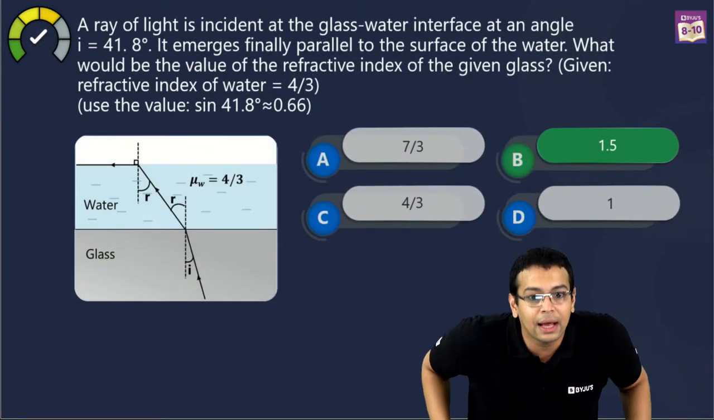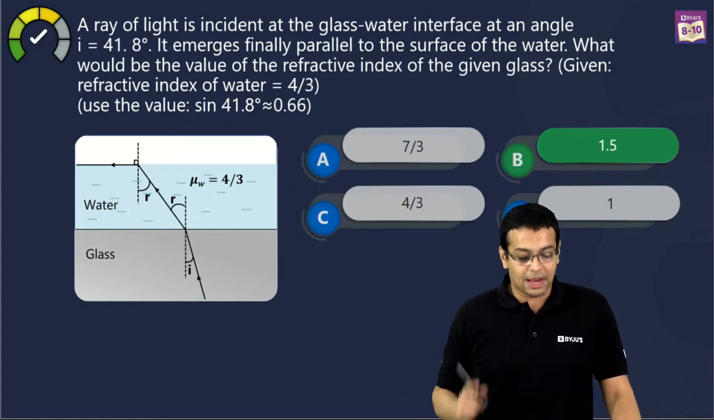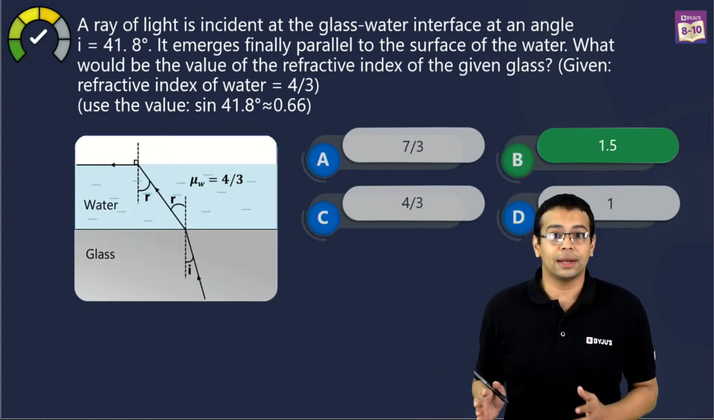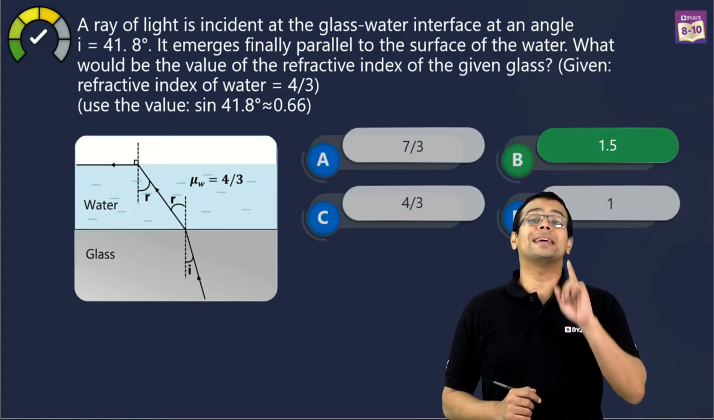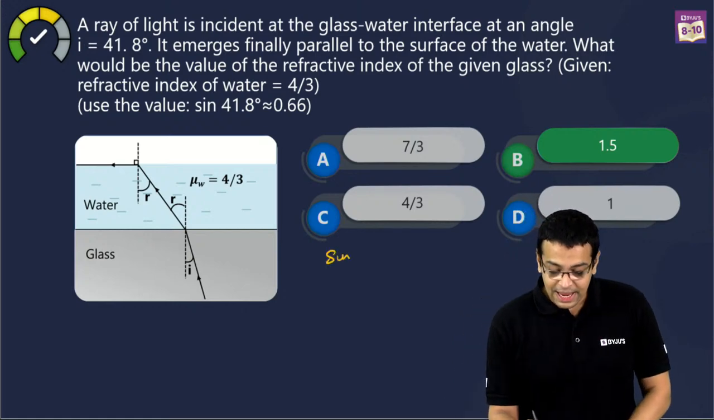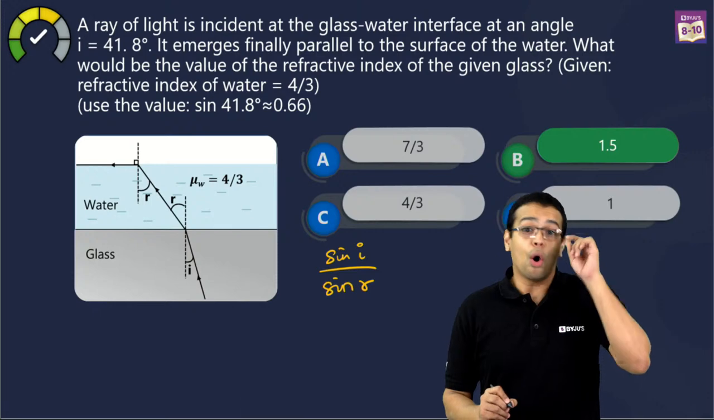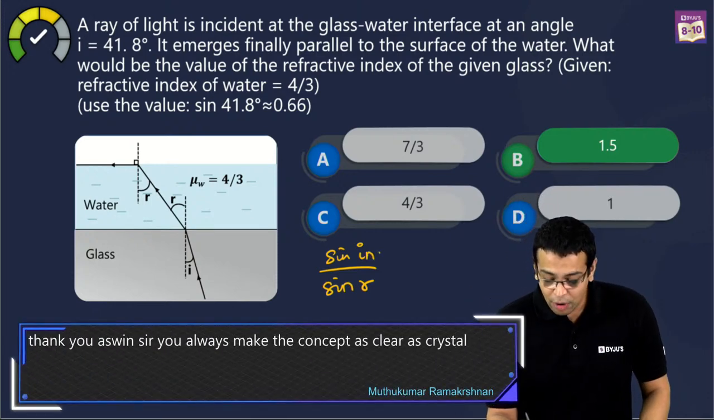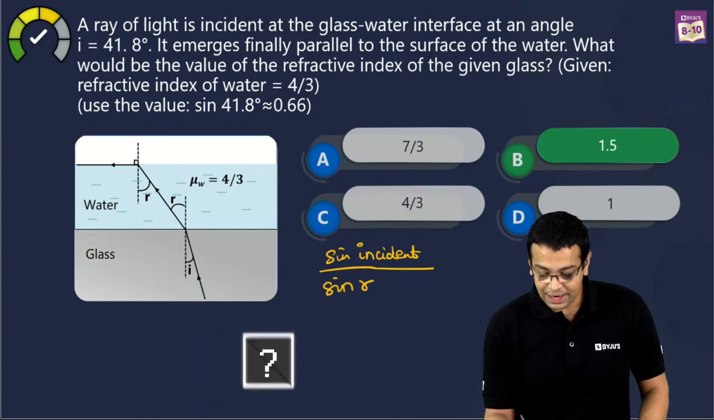Sir, how is sine I equal to sine R? I love that question. Sine I is not equal to sine R. I told you, do not memorize Snell's law as sine I by sine R. That's a little risky. Always memorize it as sine of incident angle over sine of refracted angle.